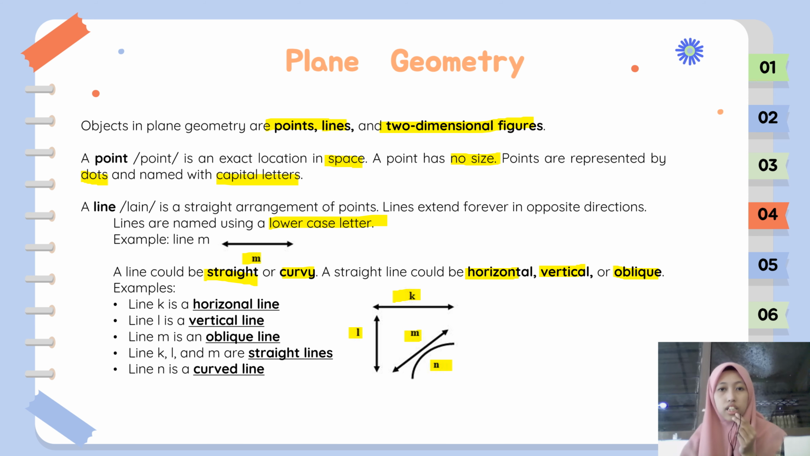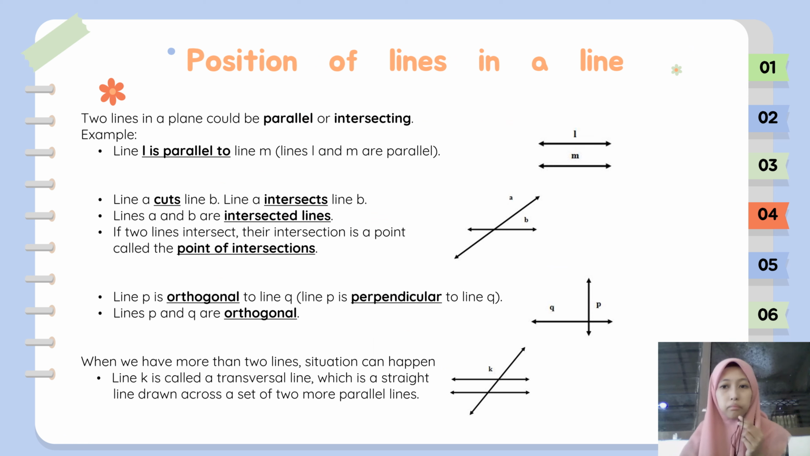So the next is the position of lines in a plane. Two lines in the plane could be parallel or intersecting. For example, this is line L, parallel to line M. So, lines L and M are parallel.